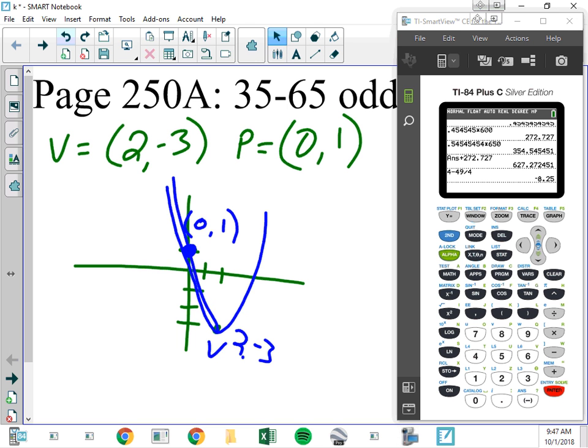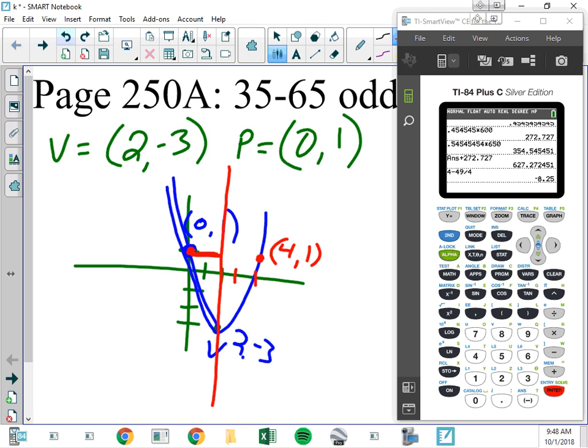Well, I know that this parabola is symmetric, right? And this is 2 units away from that line. So if I went 2 units over, that would be 4 comma 1.